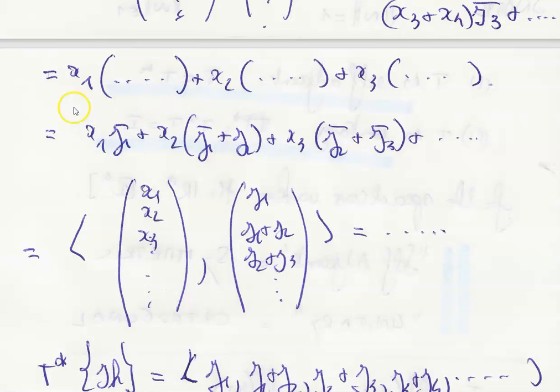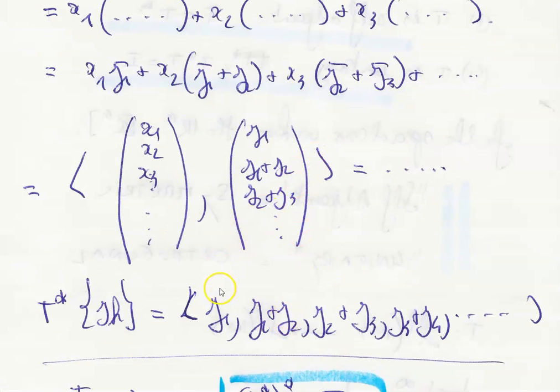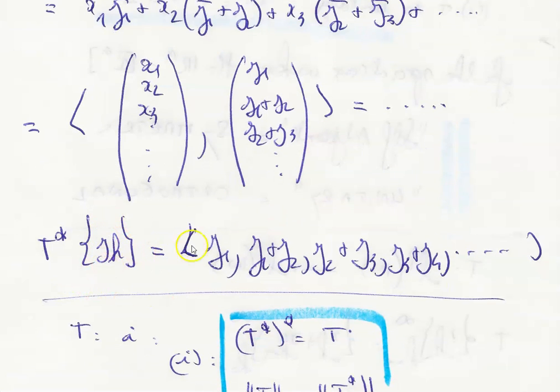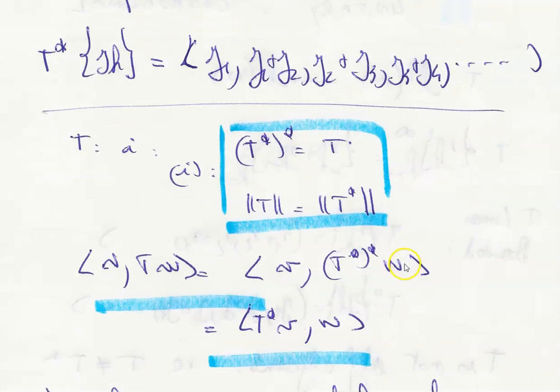So if you see, we can now form this summation as the inner product of two vectors. The first one is the vector formed by x1, x2, x3, etc. And the second one is the vector formed by y1, y1 plus y2, y2 plus y3, etc. And this is nothing less than T star of yk, which is the vector formed by y1, y1 plus y2, y2 plus y3, etc.